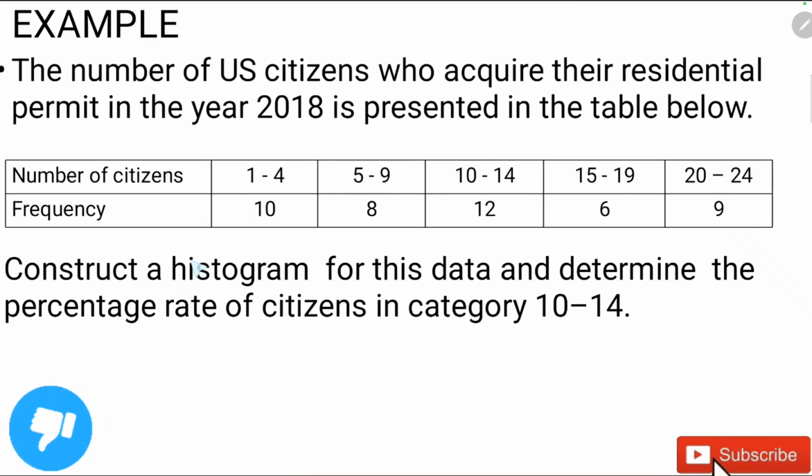So the question is, construct a histogram for this data and then determine the percentage rate of citizens in category 10 to 14. So we're going to use this question as a guinea pig to actually explain the histogram and then the frequency polygon. So let's take note of that. So let me bring in my board here so that we start right away.